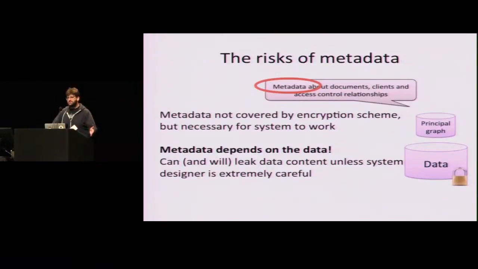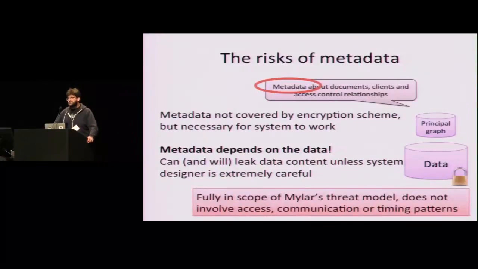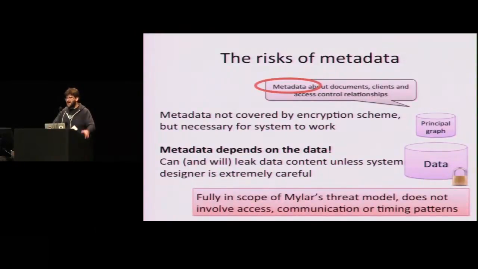It's not protected in existing systems, but it is really necessary for the system to work. But the metadata itself depends on the data. And if the designers of the system aren't careful, then this metadata could by itself leak the information that is intended to be protected by the encryption scheme. And this observation, this attack, is fully in scope and doesn't use any access patterns or timing patterns.